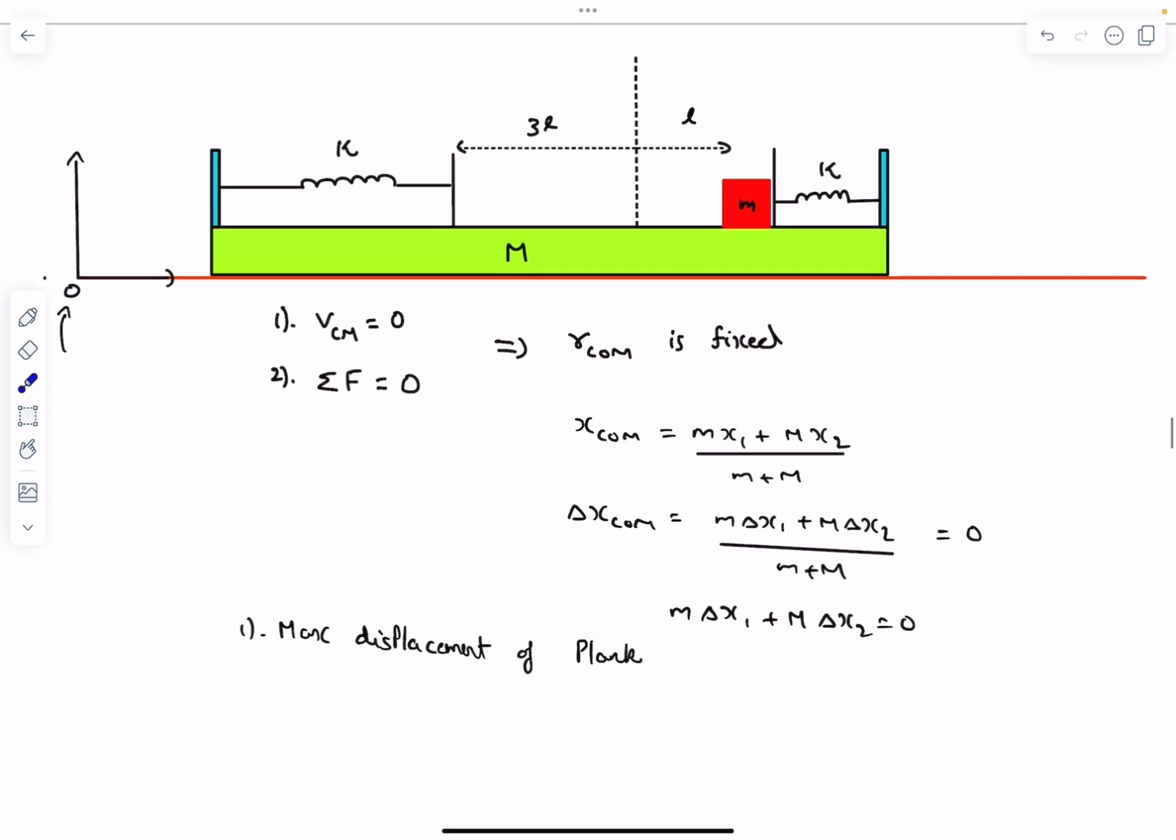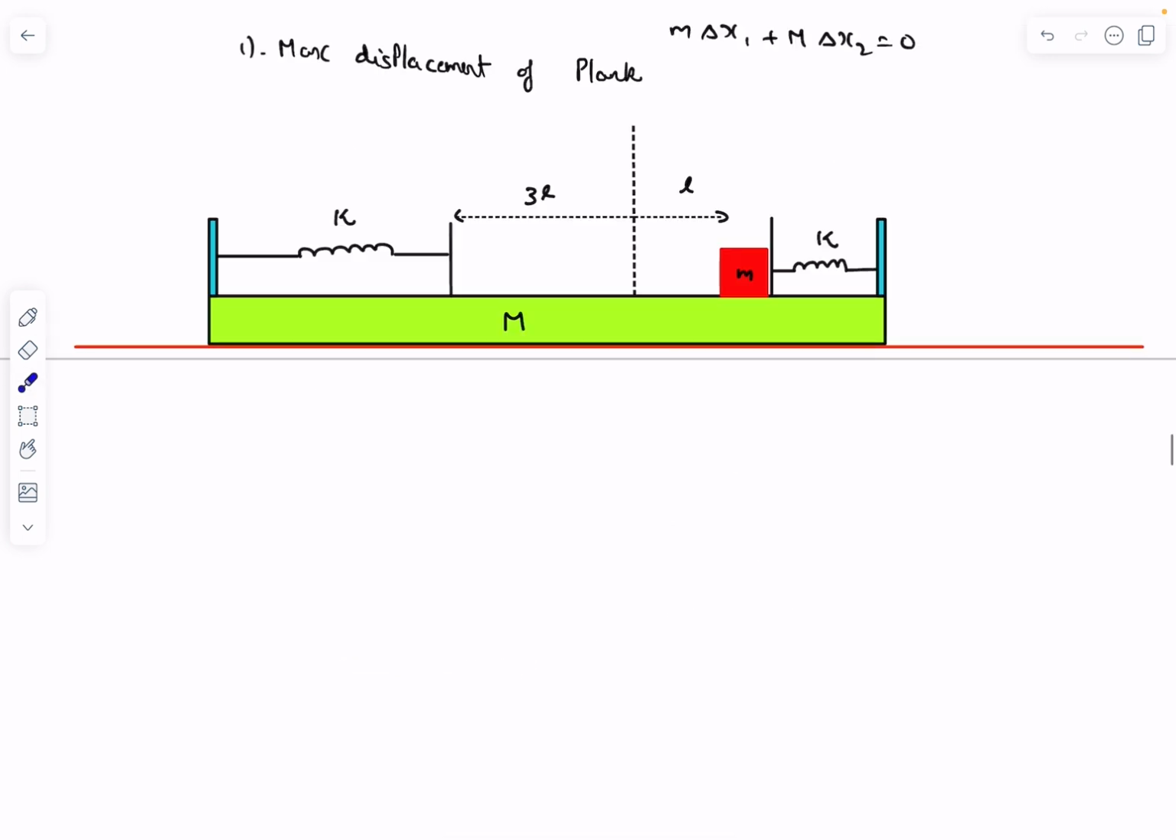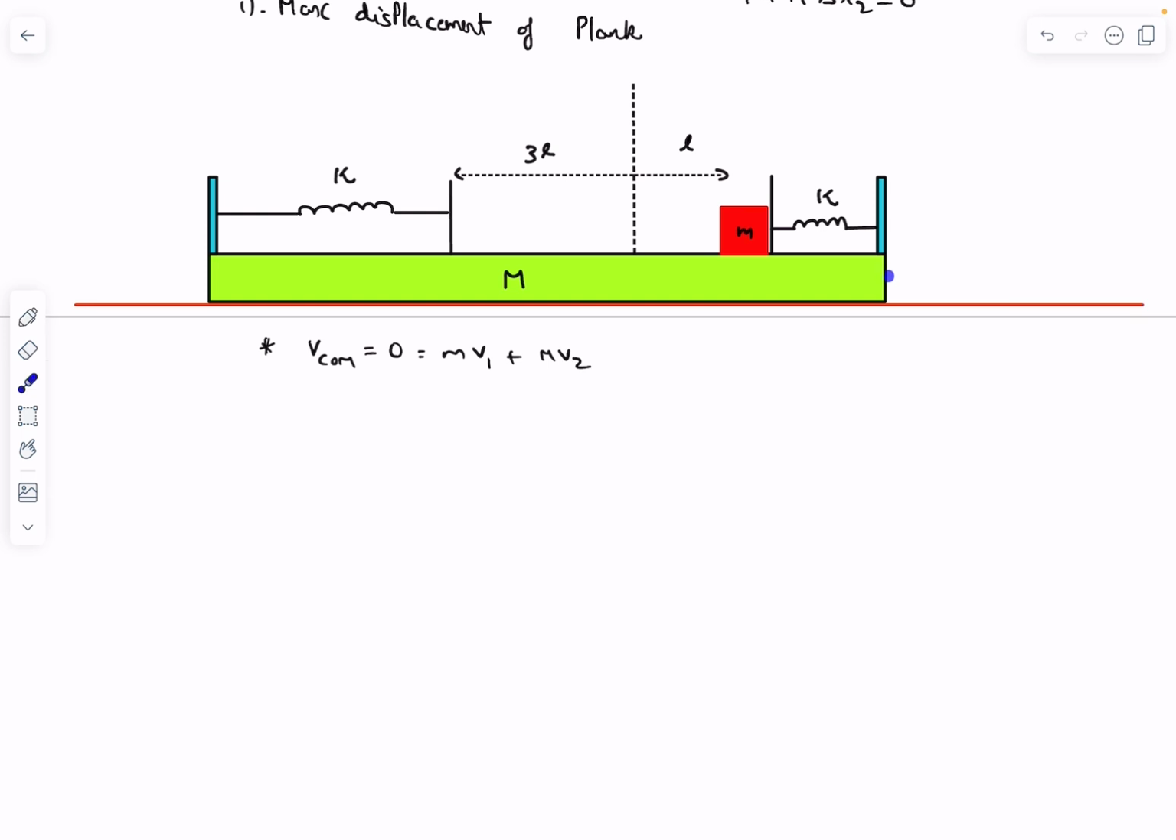Okay, so in the first question, they're asking us about the maximum displacement of the plank. Basically, they're asking what is the maximum value of delta x2. Another fact that we need to talk about is that the velocity of the center of mass was equal to 0, right? So this would mean that small m times its velocity plus capital M times its velocity should be 0. Okay, so now we know that capital M will start moving towards the right.